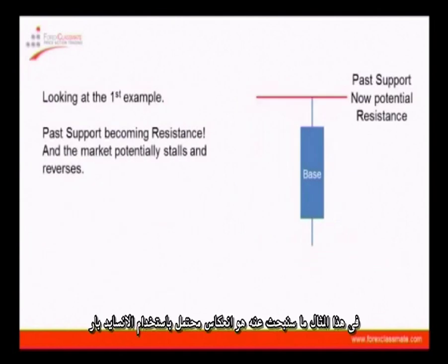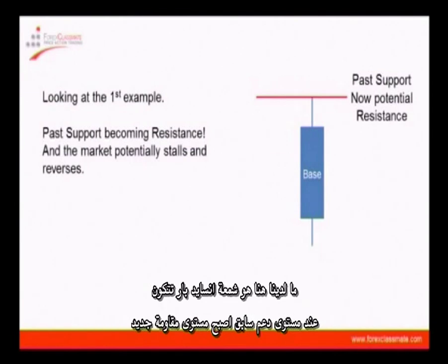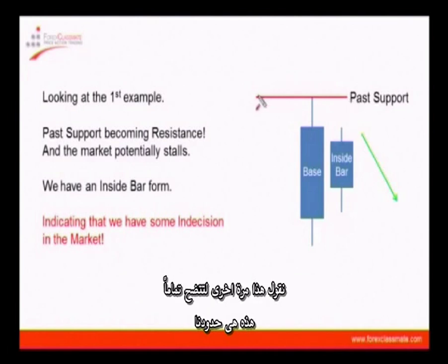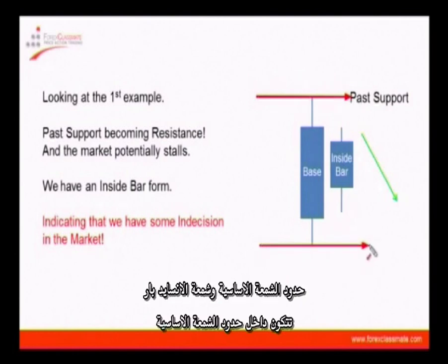So in this first working example, we're going to look at a potential reversal in the market using the inside bars. Now what we have here is a base candle forming at past support, now becoming potential resistance. So what we now have is the inside bar forming, and remember the inside bar has formed within the boundaries of the base candle. So let me go through this once more with you so you know 100%. These are your boundaries right here, okay? So this is the boundaries of your base candle, and the inside bar has formed within the boundaries of the base candle.